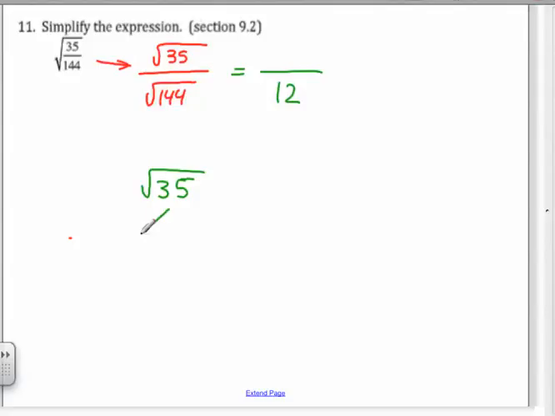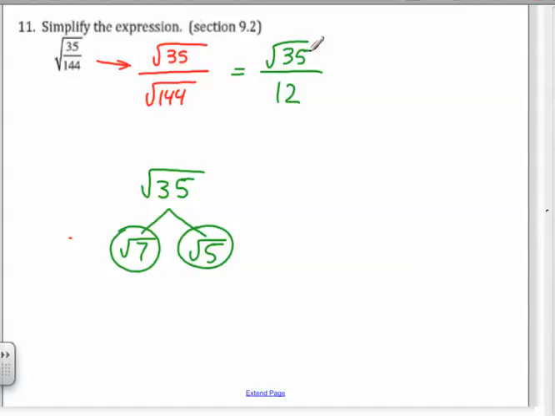And what we do is we use a factor tree. And I'm going to break this down into the square root of 7 times the square root of 5. Now these are both prime. I can't break them down anymore. And since I don't have a pair, there's not a perfect square that I can pull out of the square root of 35. So I have to put it back. I have to leave it as the square root of 35 over 12.